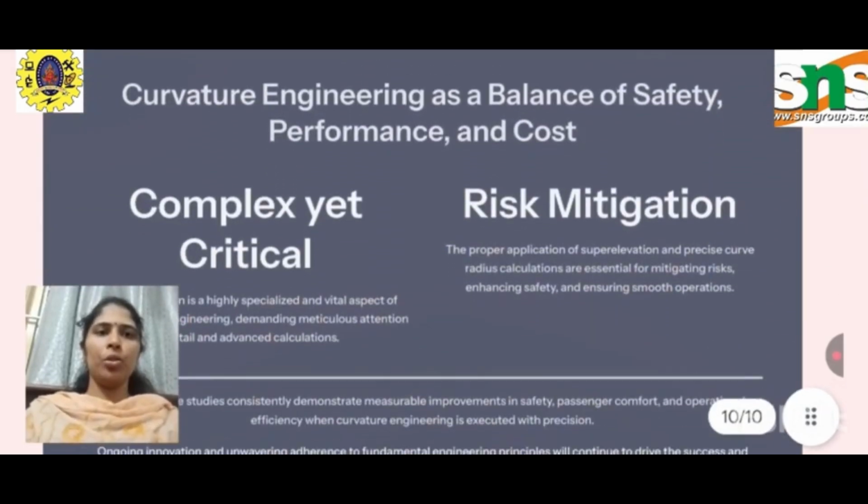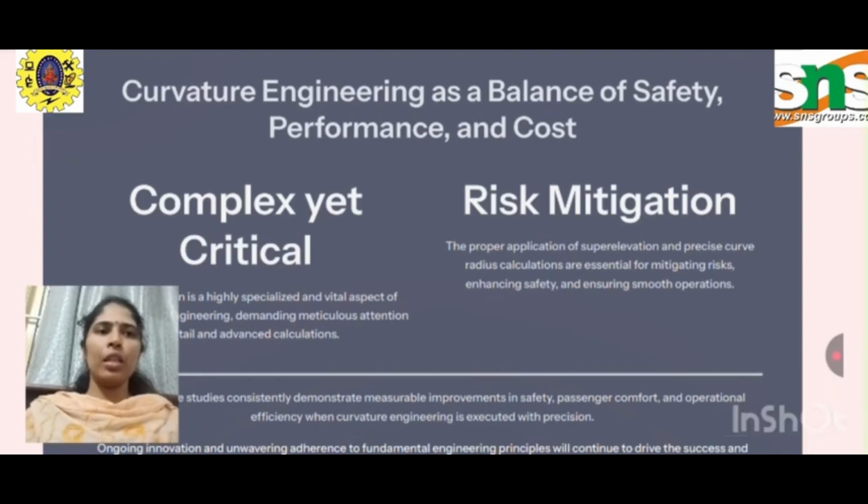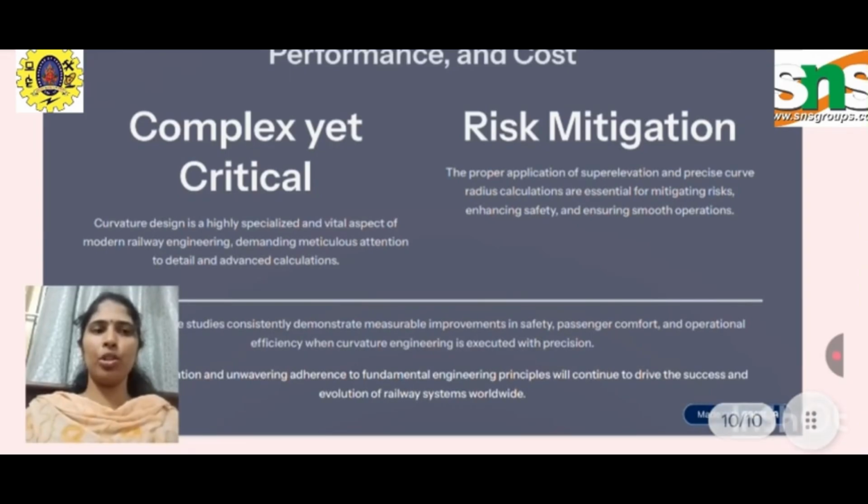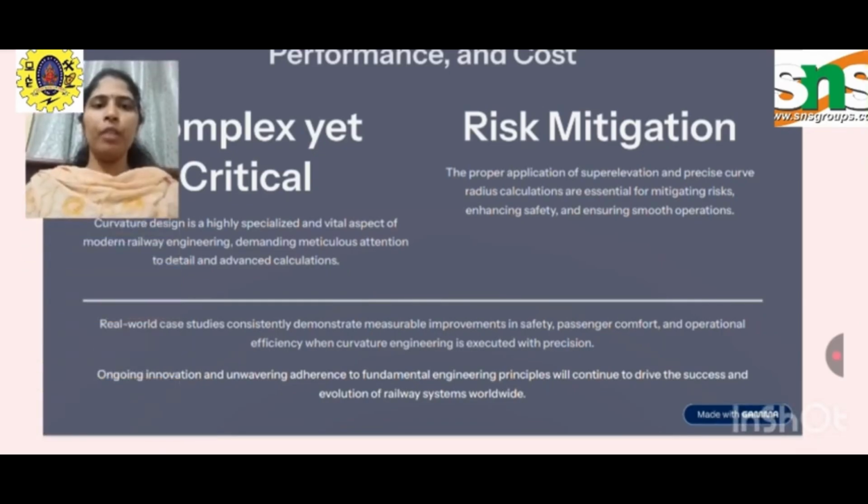Next is conclusion. Curvature engineering is a balance of safety, performance, and cost, complex yet critical. Risk mitigation: the proper application of super elevation and precise curve radius calculations are essential for mitigating risk, enhancing safety and ensuring smooth operation. Real world case studies consistently demonstrate measurable improvement in safety, passenger comfort, and operational efficiency when curvature engineering is executed with precision.